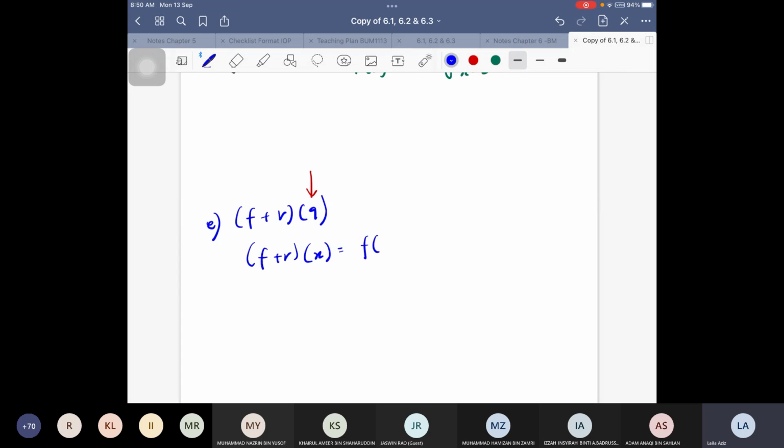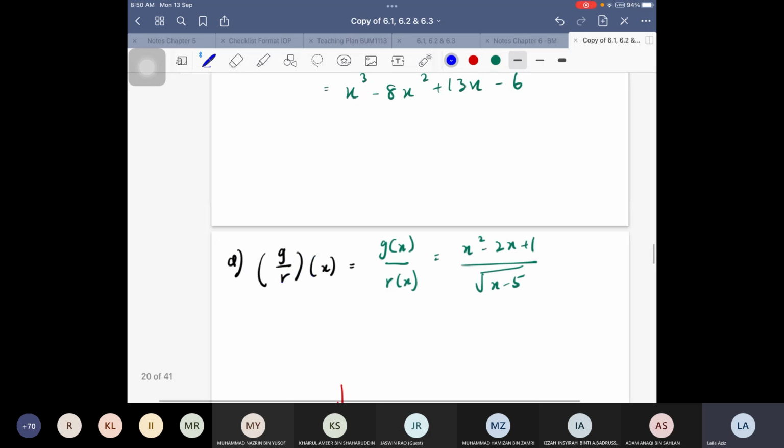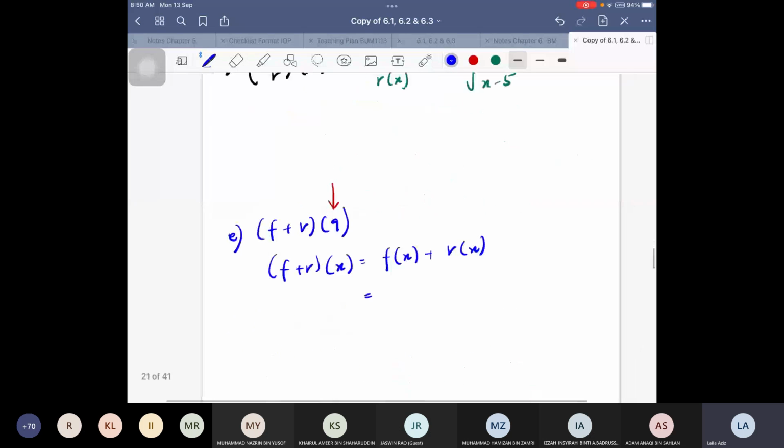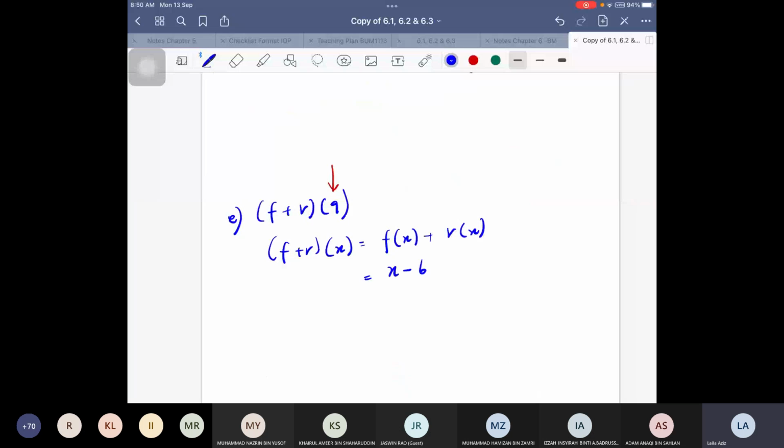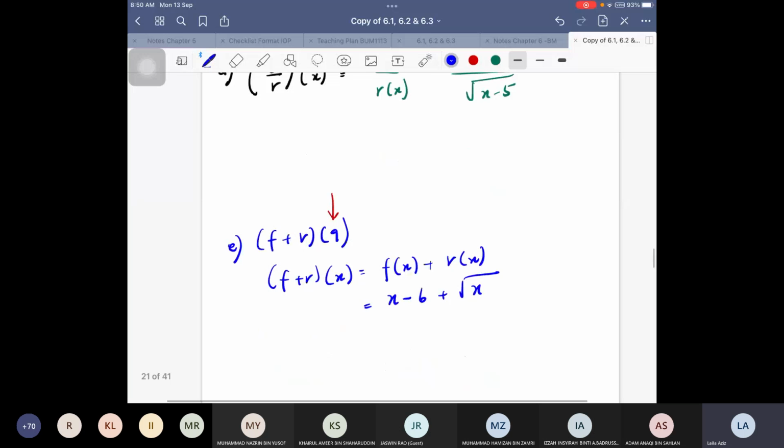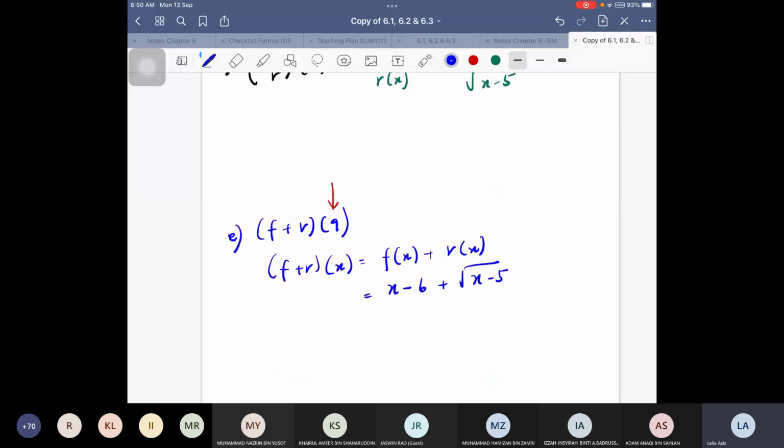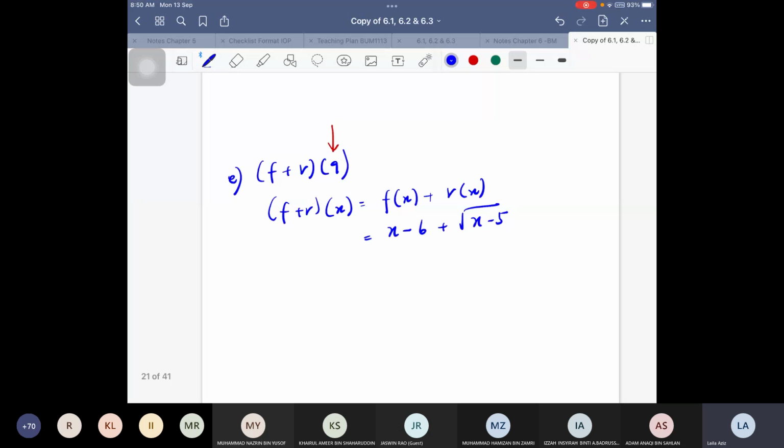So for this case, saya akan ada f of x tambah r of x. So apa dia f of x? So f of x is given by x tolak 6. So ni akan jadi x tolak 6 tambah Rx adalah square root x tolak, berapa tadi? X tolak 5. Okay, ni adalah kita punya function f tambah r. Okay, and then lepas you dah dapat f tambah Rx, barulah you convert kepada f tambah R9.